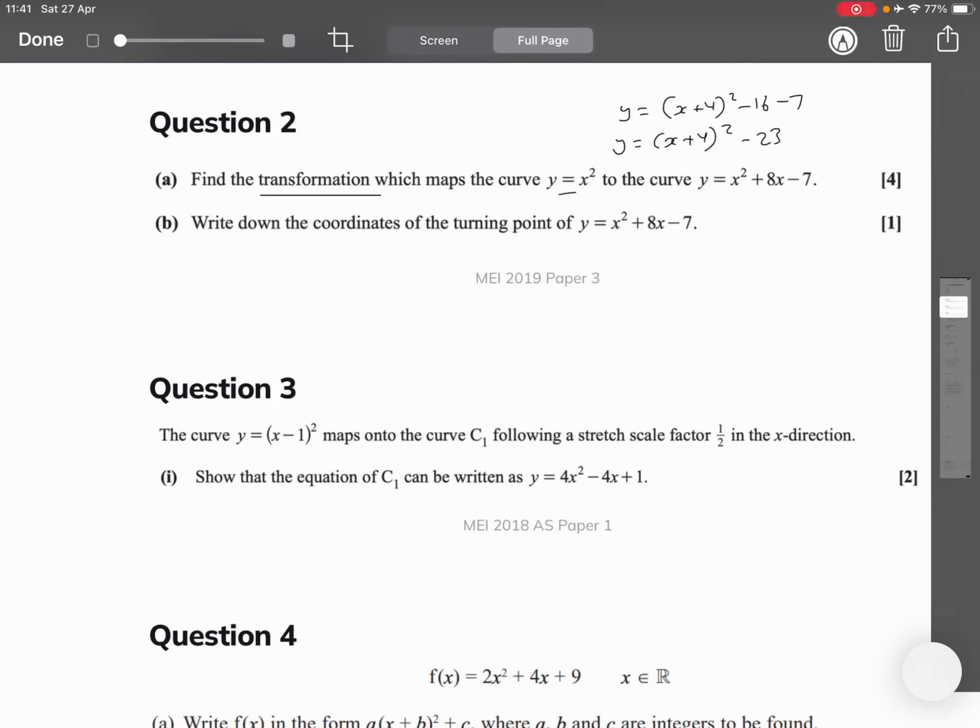Now I can easily tell, if I compare this one and the other one, that it's a translation by the vector. So it's gone 4 to the left and 23 down. You could also say that in words. The turning point is minus 4, minus 23.